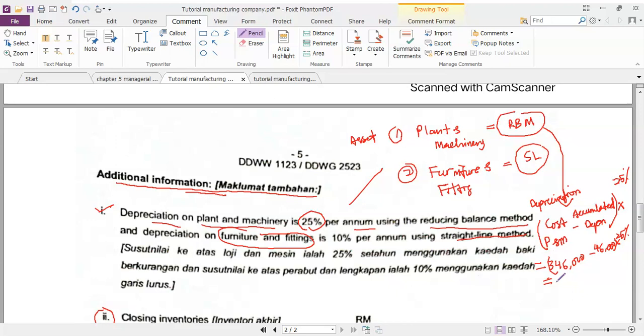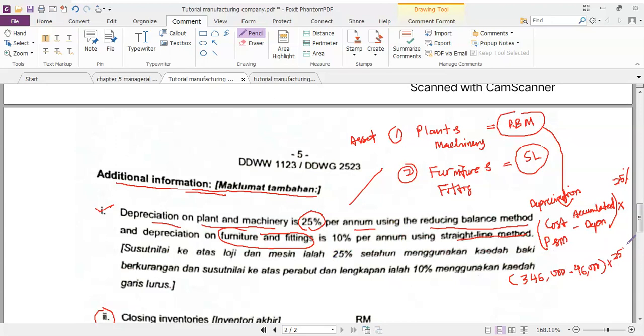How about Richie and Michelle? No, wrong. Cuba ikut pada ni. How you calculate this? No. 346,000 minus 46,000, that is accumulated depreciation. Okay, this is how we want to calculate depreciation on reducing balance method.